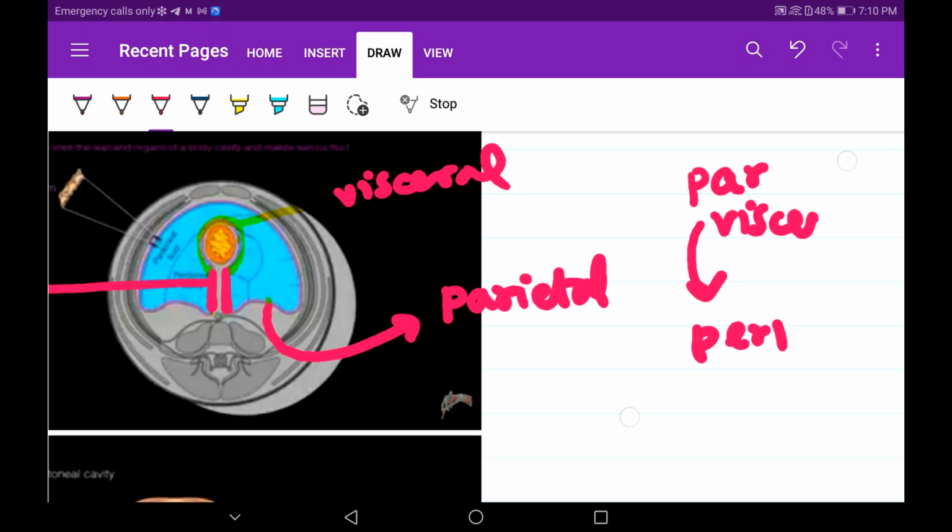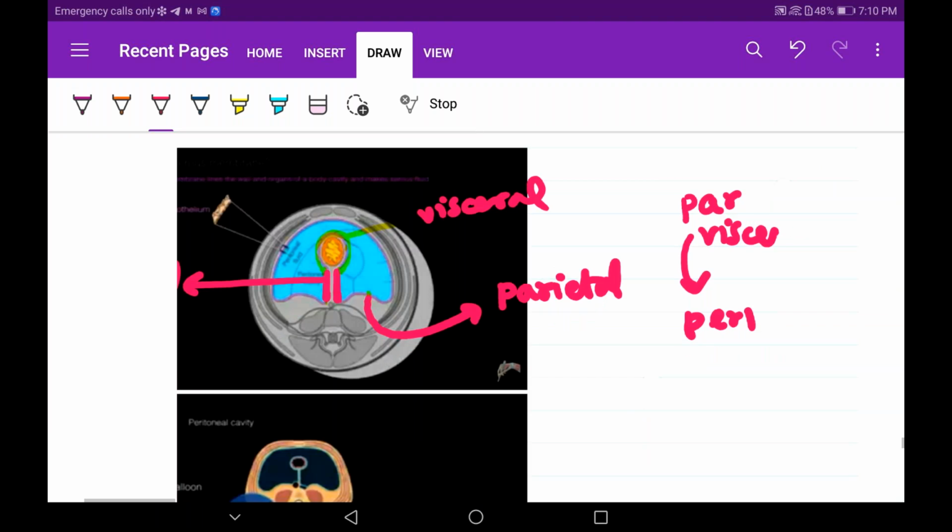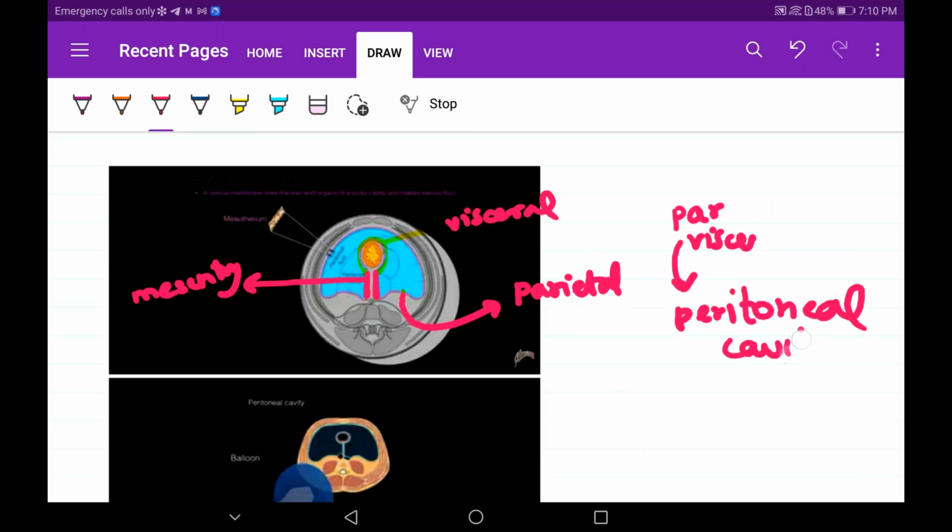Let me zoom out so that you understand the handwriting. Peritoneal cavity. So the space in between the two layers is known as the peritoneal cavity. Have you understood till here?